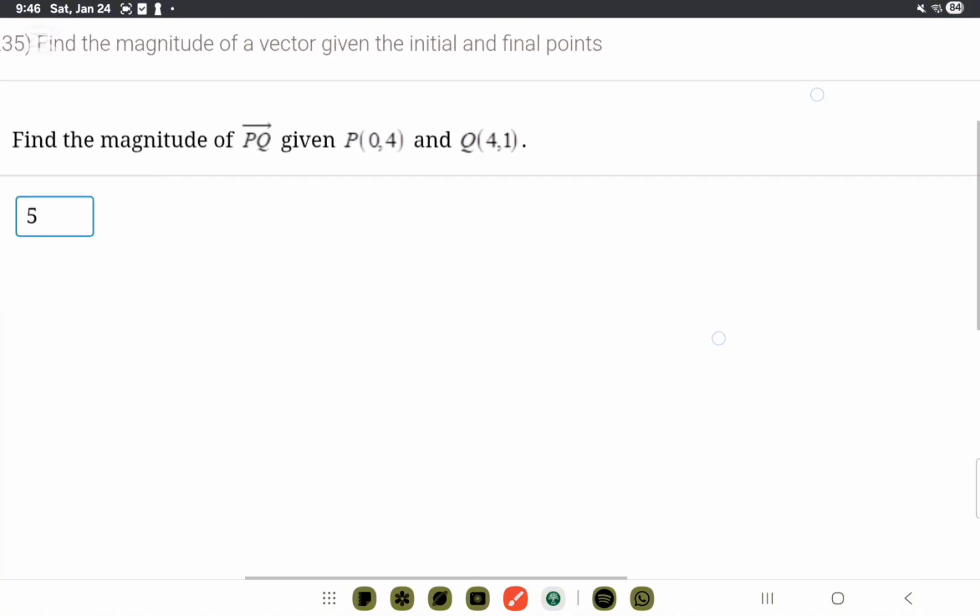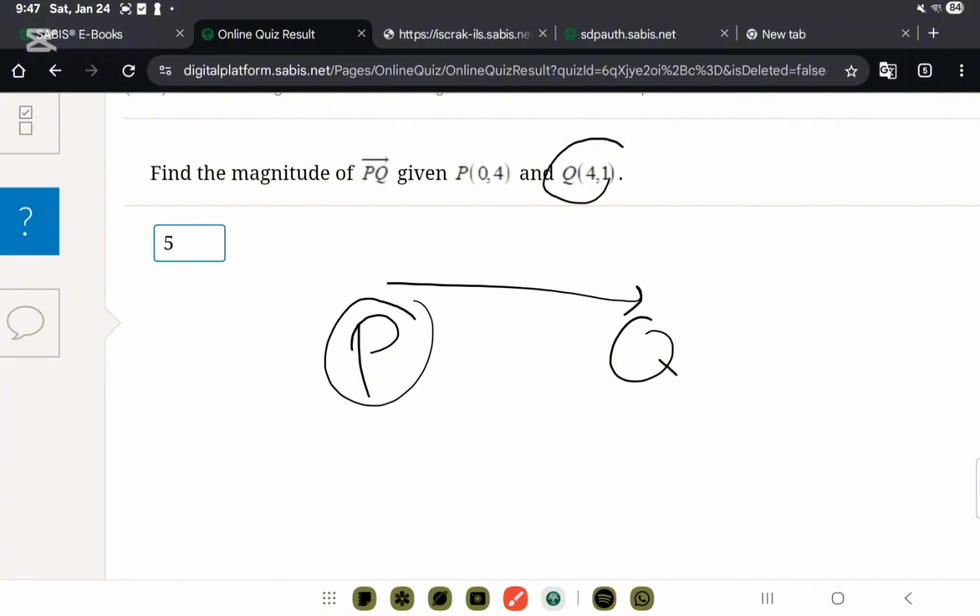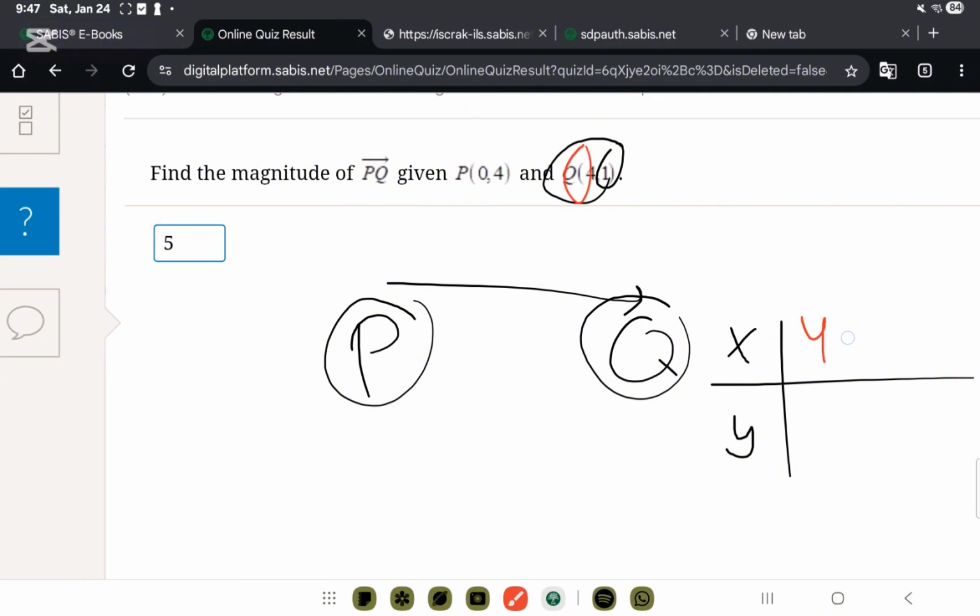Okay, magnitude is very easy. So first thing you need to do is find the vector. It's going to be P to Q. What's our initial? Our initial is P and our final is Q. So we do Q, X, Y, divide them into 2. Our final X here is going to be 4 minus 0, which is 4. Then our final Y, which is 1, minus 4. So 4 minus 0 is 4, and 1 minus 4 is minus 3.